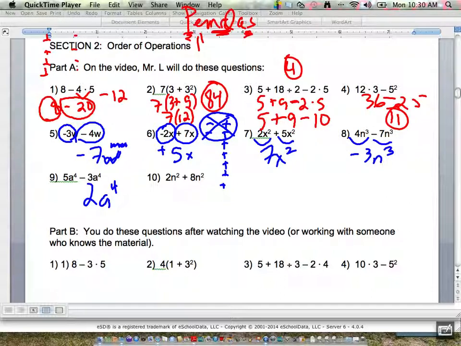Okay, next. Now, I have 2n² and 8n². What do you have? Thank you. I just want you to know something. If anybody said 10n to the 4th, I was going to have a heart attack. 10n². Any questions about that?